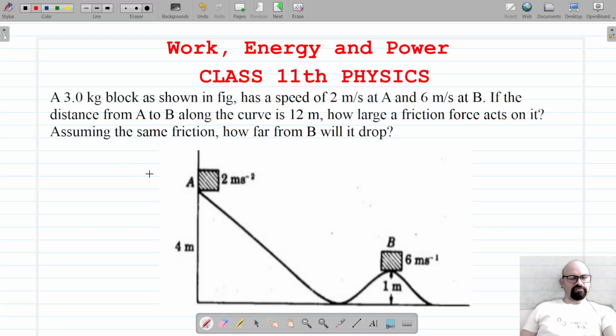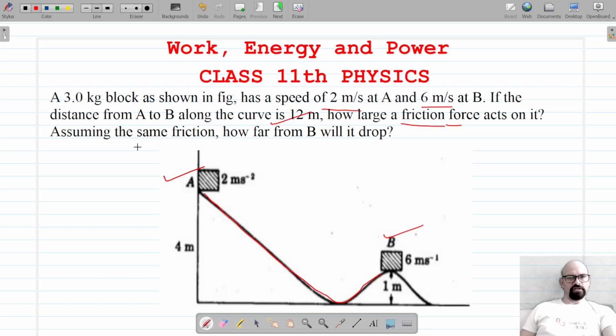Okay, for the next question, it's given that a 3 kg block, as shown in the figure, has a speed of 2 meters per second at A and 6 meters per second at B, and the distance from A to B along the curve is 12 meters. How large is the friction force on it? So that means we have to find the force of friction.